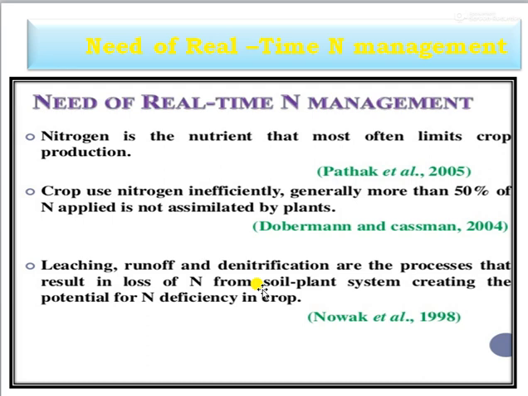Nitrogen is a nutrient that most often limits crop production, as Pathak and his co-workers reported in 2005. According to Dorman and Kasmans 2004, nitrogen is used inefficiently; generally more than 50% of the applied nitrogen is not assimilated by the plants. And Novak and his co-workers reported in 1998 that leaching, runoff and denitrification are the processes that result in nitrogen loss from the soil plant system, creating the potential for nitrogen deficiency in the crop.